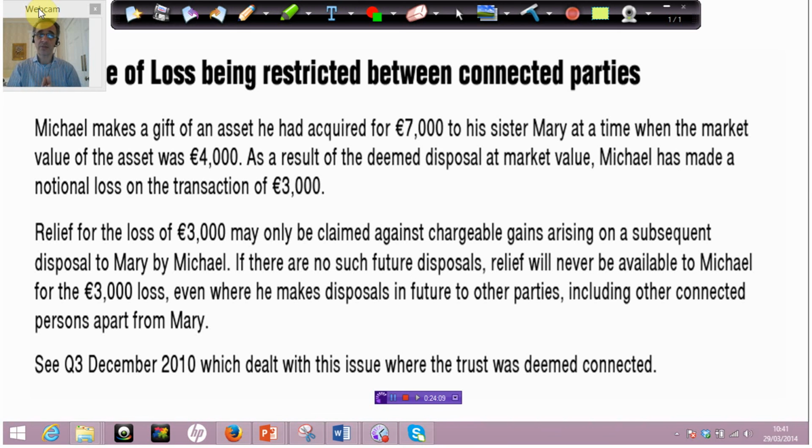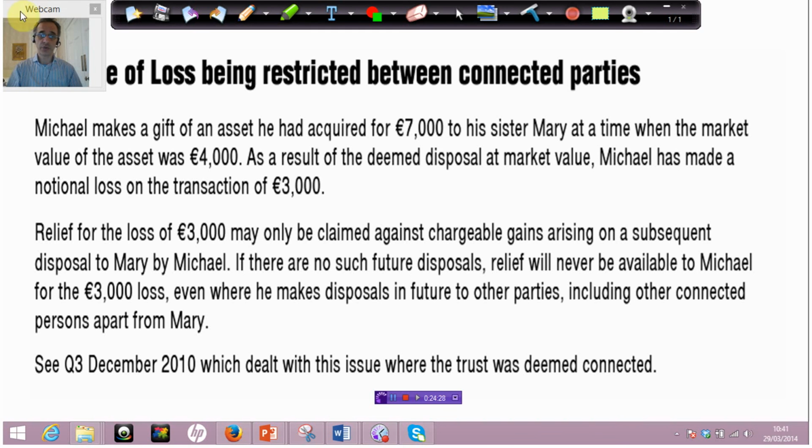Now, how can Michael use that loss? Well, unfortunately, he can only use that loss against gains to Mary, or gains from Mary. So in that situation, it may well be that there are no further transactions. So he's going to be stuck because he'll have a loss that he cannot use.